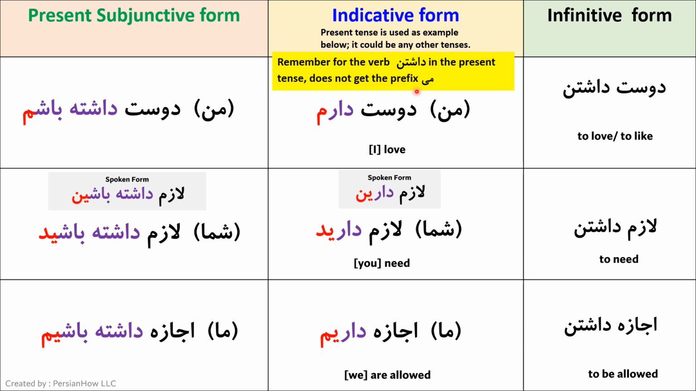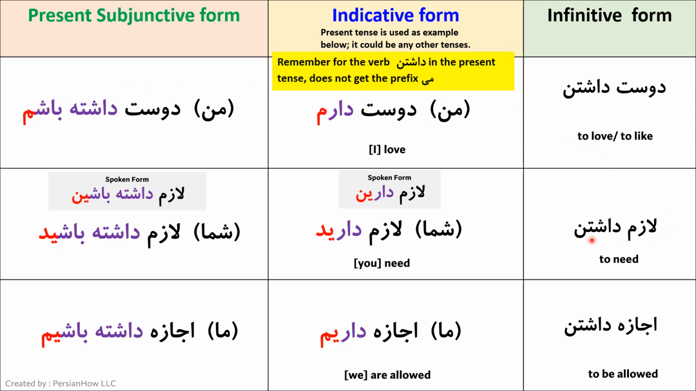Let's take a look at 3 examples. The first one, دوست داشتن. داشتن is the verbal part. So the indicative form in the present tense is دوست دارم. And then the subjunctive form, دوست داشته باشم.